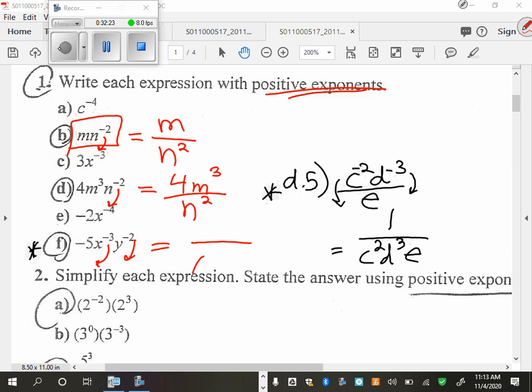So the x cubed y squared goes in the denominator. The negative 5 does not go in the denominator. It's a negative number. Only negative exponents move. They say positive exponents. And the negative 5 is not an exponent. Okay, so that's cool.